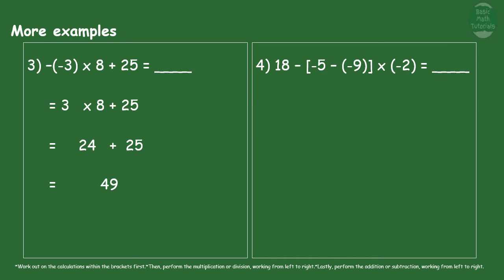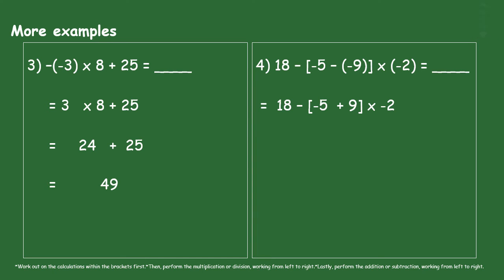Given 18 minus open bracket negative 5 minus open parentheses negative 9 close parentheses close bracket times negative 2. We have a bracket here, so we have to deal with that first. So just copy 18 first and then minus whatever is the content of the inside. So that's why we have 18 minus open bracket negative 5 minus a negative there becomes plus 9 close bracket times negative 2.